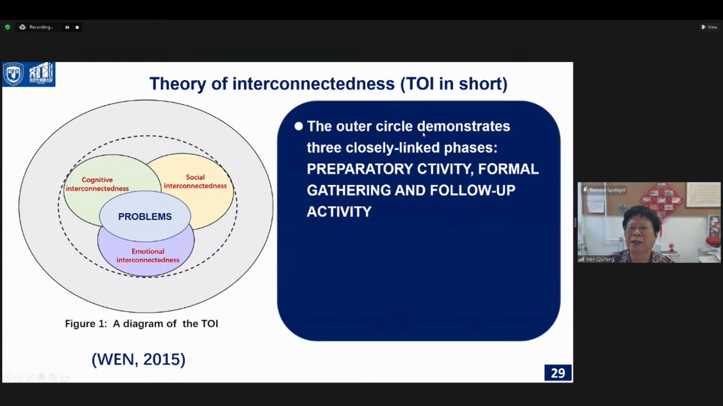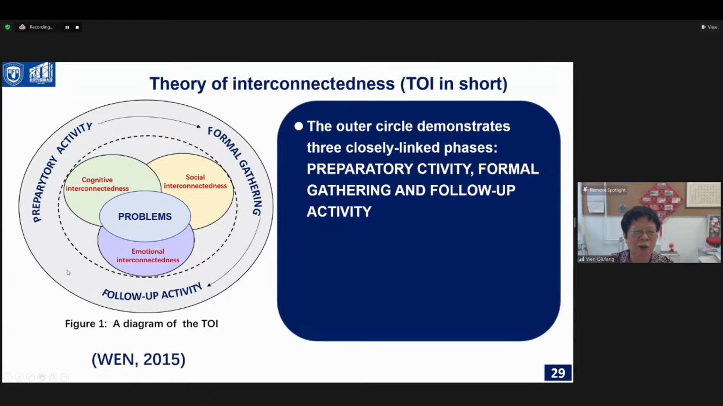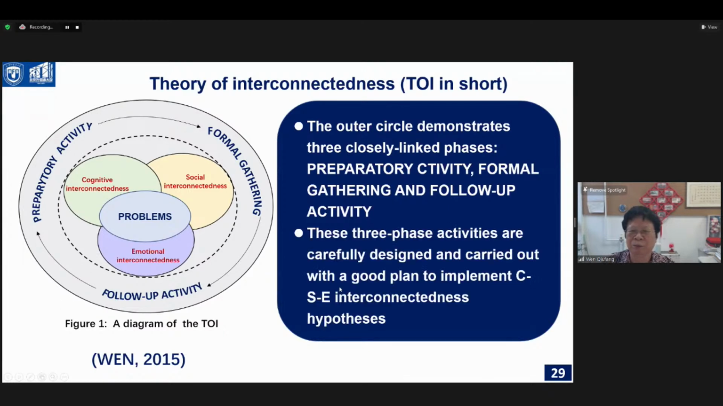And the outer circle demonstrates three closely linked phases. The first is called the preparatory activity, and then we move to formal gathering, and then we move to follow-up activity. These three form a cycle of learning within a month. These three phase activities are carefully designed and carried out with a good plan to implement the three interconnectedness hypotheses.